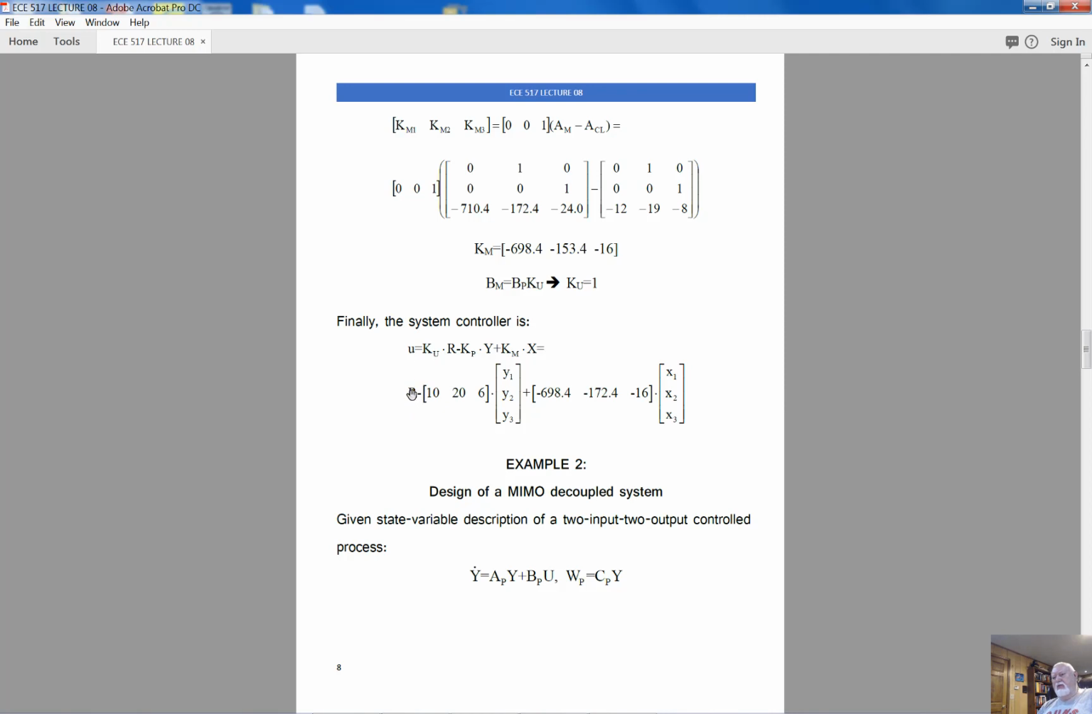Ku is 1, so I have reference. This is the Kp times y state vector. This is Km times state vector of the reference model. The control law is the final result that we're supposed to have in order to implement the system. I want to offer you a much more challenging problem. It will be design of a multi-input, multi-output decoupled system using the linear model following design approach.